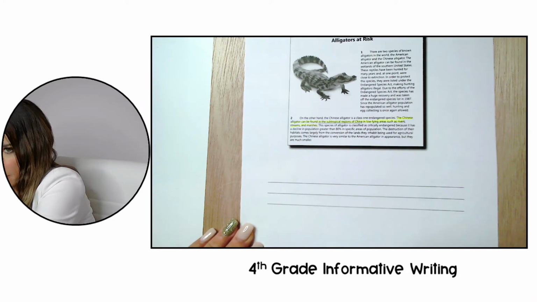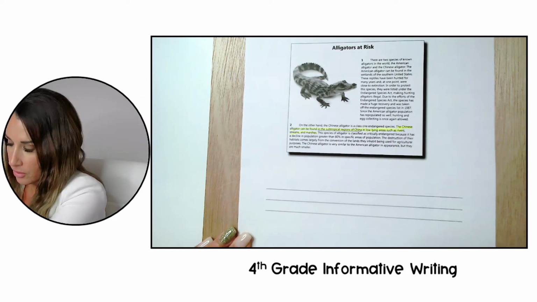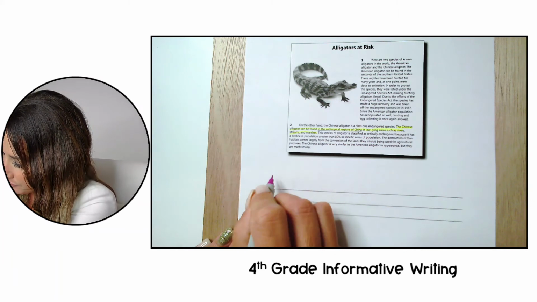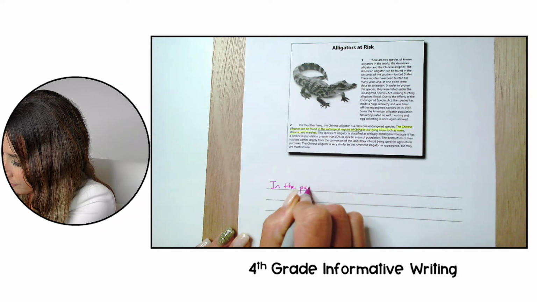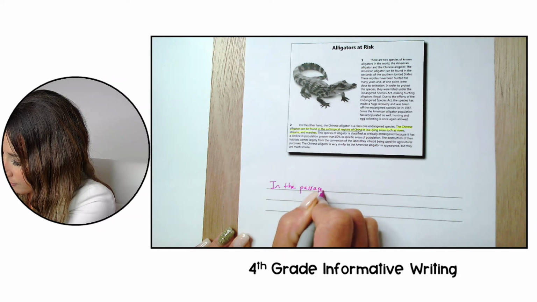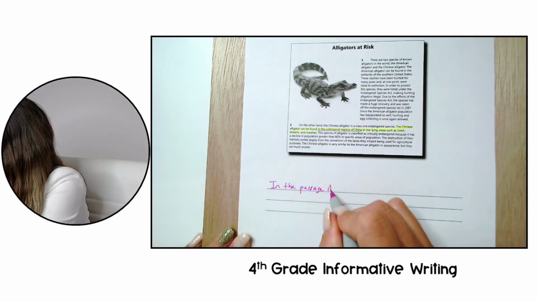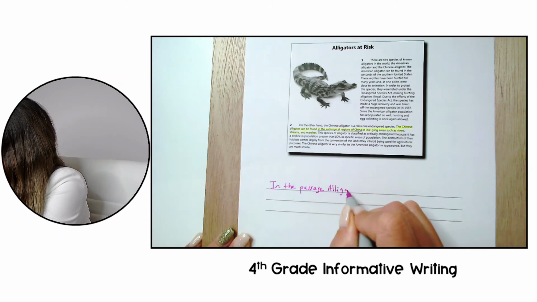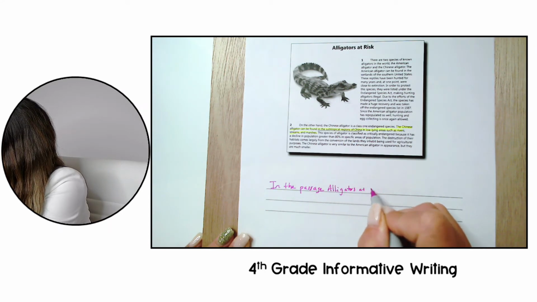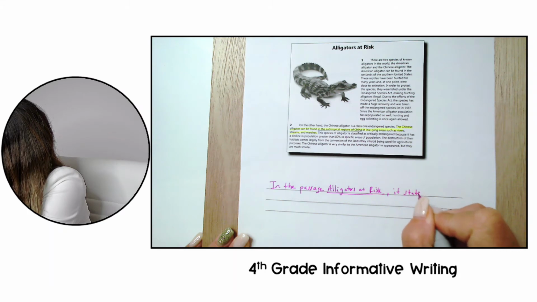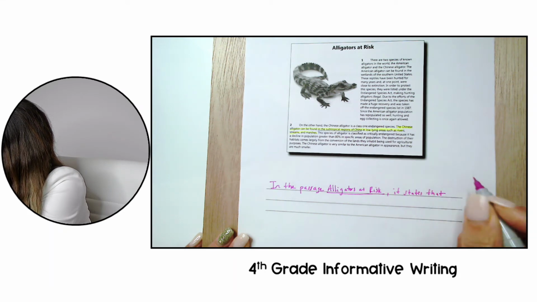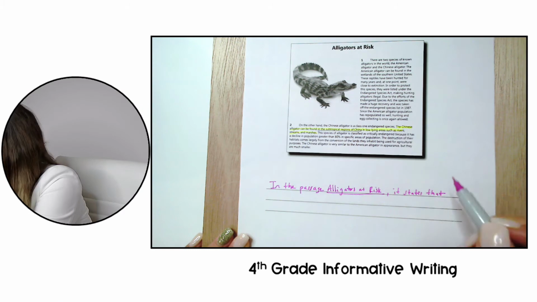So on these lines, I'm going to say, in the passage, Alligators at Risk, underline the title, comma, it states that, and now I'm going to start copying my exact quote. I'm going to put quotation marks.